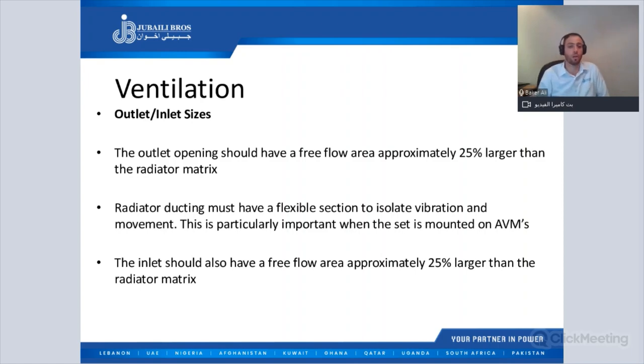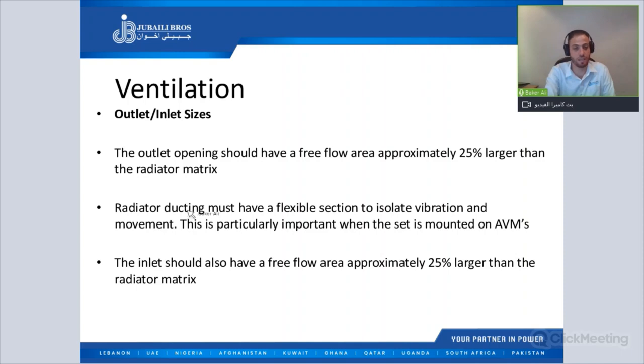Now, how to calculate the inlet and outlet openings in a simple way? In a simple way, how to calculate the sizes of these openings? The outlet opening should have a free flow area approximately 25% larger than the radiator matrix. And the same for inlet. The inlet should also have a free flow area approximately 25% larger than the radiator matrix.